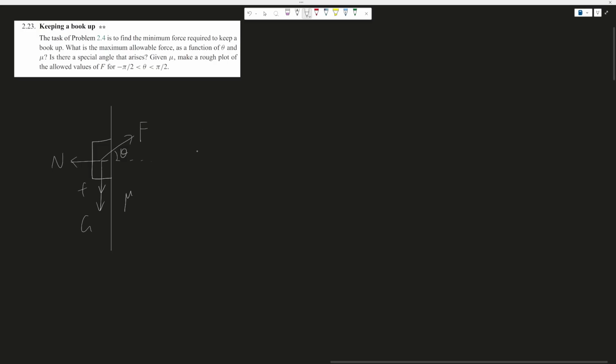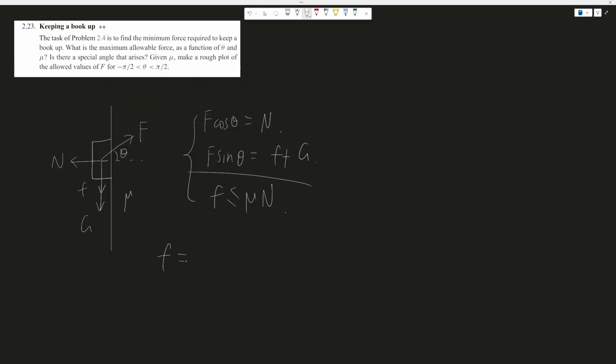So now let's try to list our equations. Horizontally, the equation is still the same, because friction doesn't have a horizontal component. For vertical components, we have F sine theta equals f plus G. And then f is still smaller or equal to mu N. Let's try to isolate f, friction, from the second formula. So f needs to be F sine theta minus G, which is F sine theta minus mg, if we let the book mass be m.